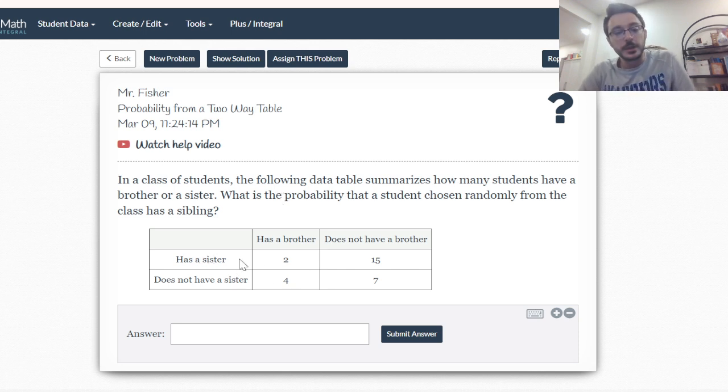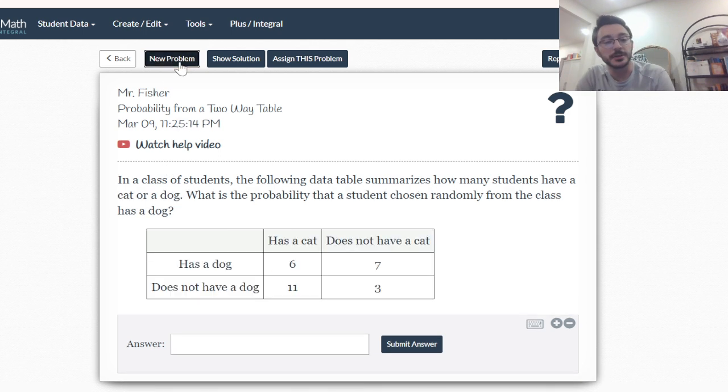So has a sister, has a brother. Looks like there's 4 that have a brother but no sister, 15 that have a sister but no brother, and then 2 that have both. So you're basically not including the 7. So you'd add those 3 up. So 6 and 15, 21 out of 28, and you could just reduce down your fraction, divide both by 7, 3/4. So you're just going to put it in as a probability. That's kind of the idea.